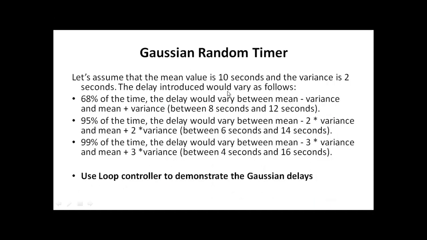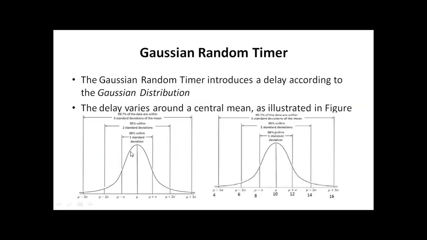So let's assume that the mean value is 10 seconds and the variance is 2. The delay introduced will vary like this, between 8 and 12. Let me explain this to you. This is a little difficult to understand, guys, but if you haven't understood, that's okay.